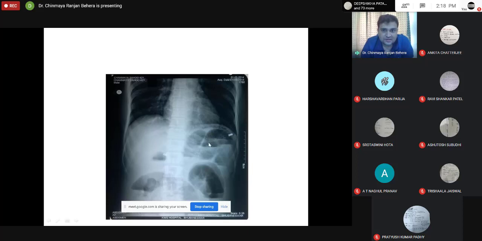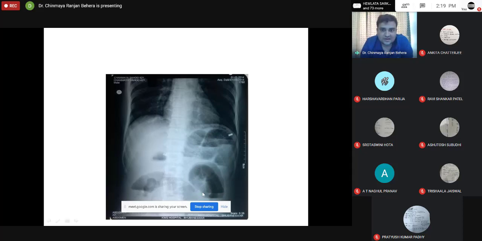Can you appreciate there is a Ryle's tube? The radio-opaque line coming from the thorax into the abdomen. Okay, and here a bulb, Ryle's tube bulb, radio-opaque line you can see. Okay, so there is some disease where Ryle's tube has been put, and then what we'll search for is, you can see dilated bowel loops.